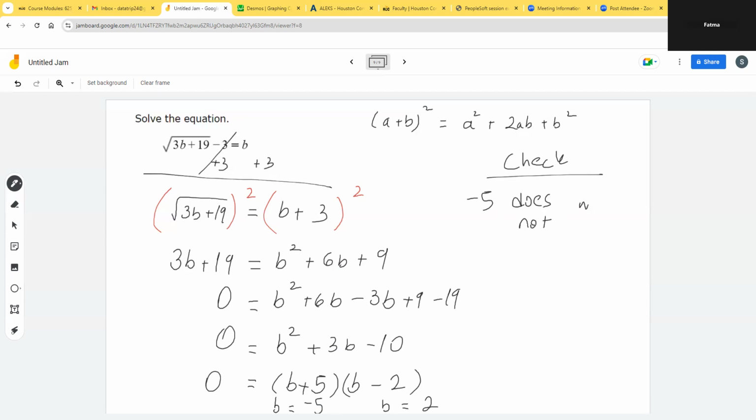If you don't believe me, you can definitely put this on a piece of paper and plug it in. You will understand. When we plug in 2, 3 times 2 is 6. 6 plus 19 is 25. Square root of 25 is 5. 5 minus 3 is 2. And 2 is equal to 2. And 2 does work. So the only answer here is 2.